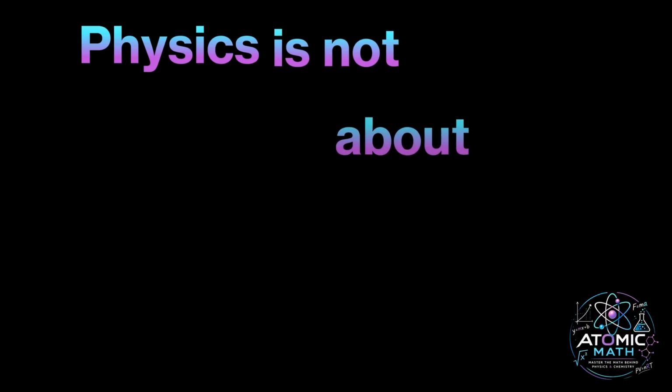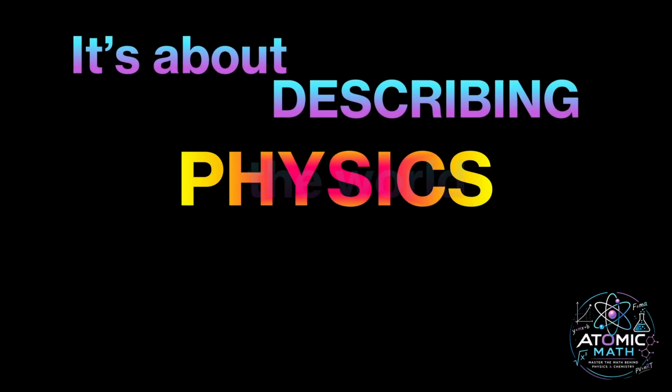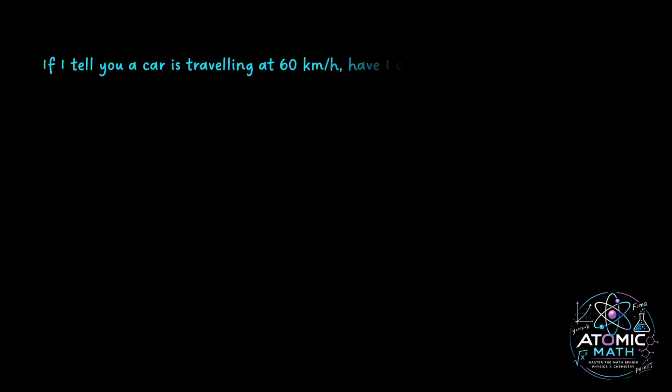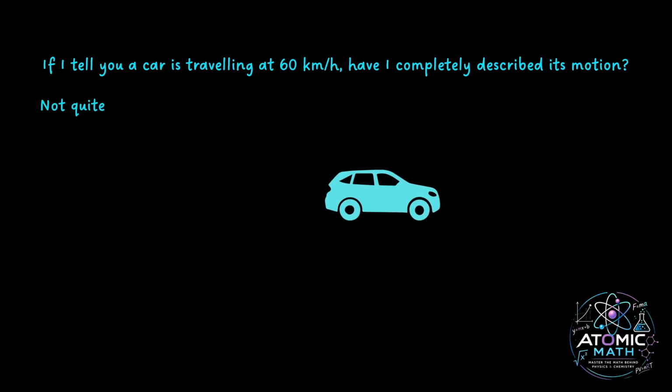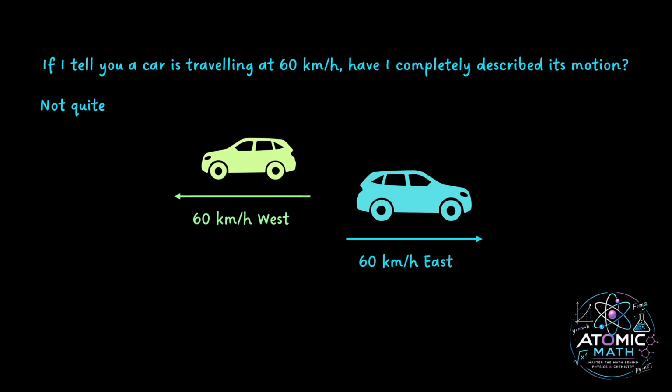Today we're going to look at vectors because physics is not just about numbers. Physics, it's about describing the world around us. If I was to tell you that a car is traveling 60 kilometers an hour, have I completely described its motion? No, not quite. Maybe the car is traveling 60 kilometers per hour east, or maybe it's traveling 60 kilometers per hour west, or possibly even 60 kilometers per hour north.